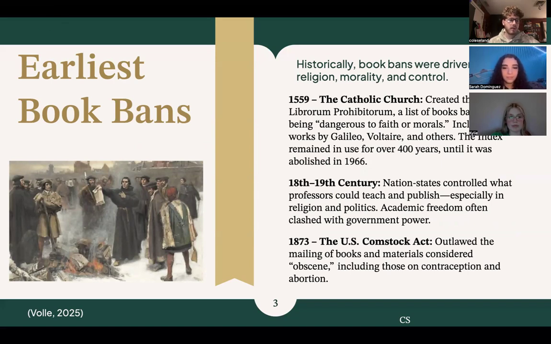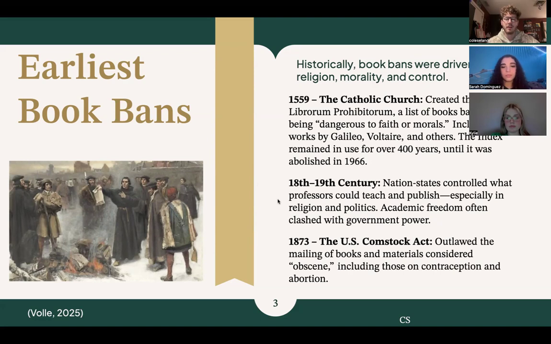Earliest book bans. So the history of book bans. Historically, book bans were oftentimes driven by religion, morality, and just wanting to be in control. In 1559, the Catholic Church created an index of books that were banned for being either too dangerous for their faith or their morals. It included many books by Galileo, Voltaire, and others, and the index remained in use for over 400 years until it was abolished in 1966.